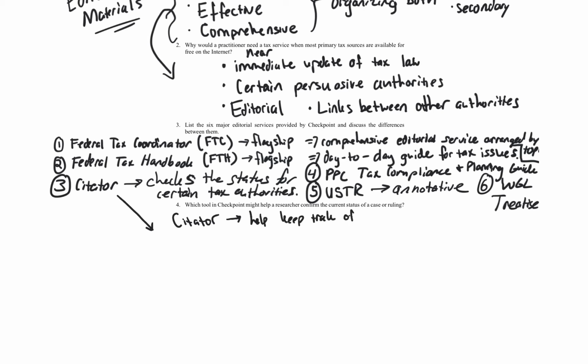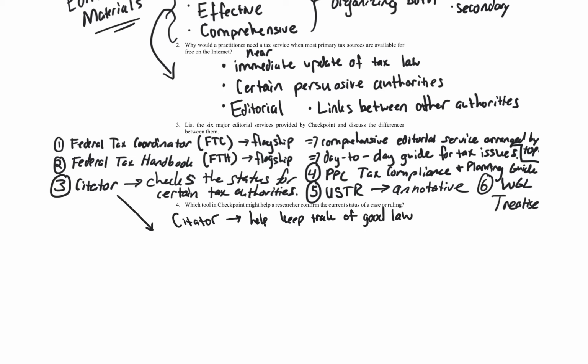Keep track of good law, whether it's still good law. Cases can be overruled, revenue rulings can be superseded, regulations and whatnot, the proposed regulation can no longer be valid. There are all these issues in the law, and that's what the citator helps with.